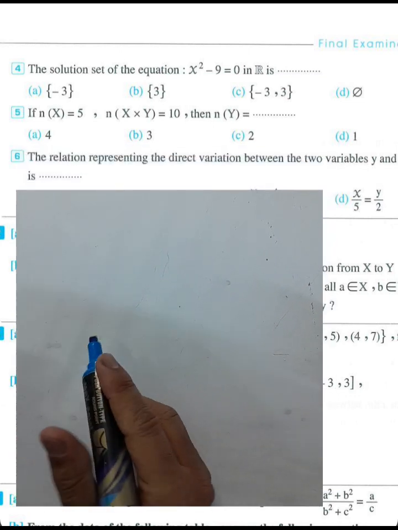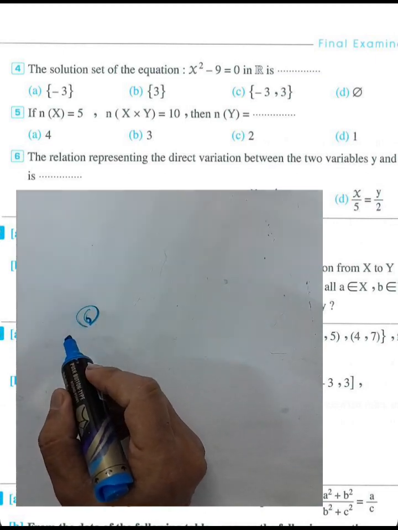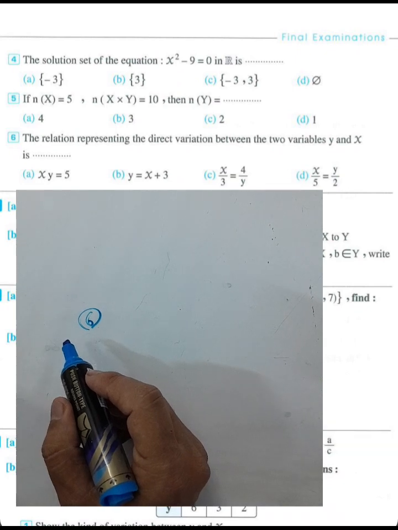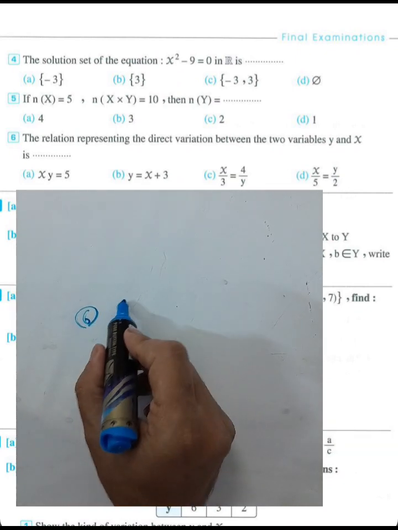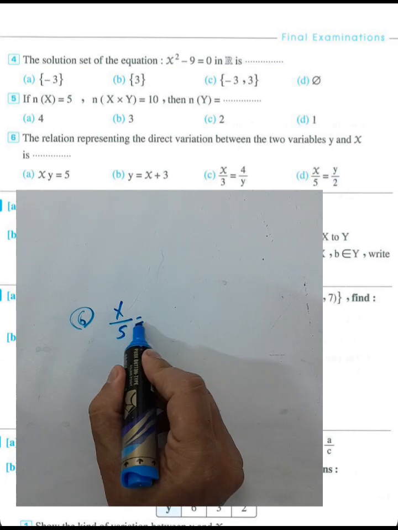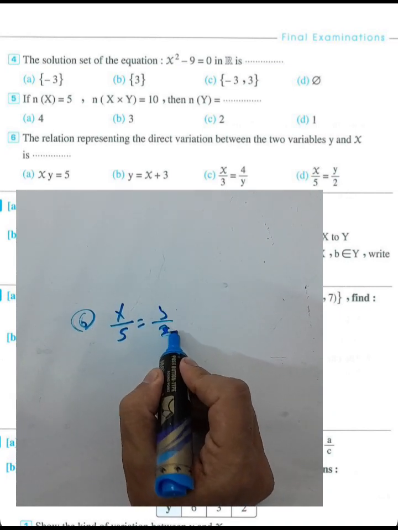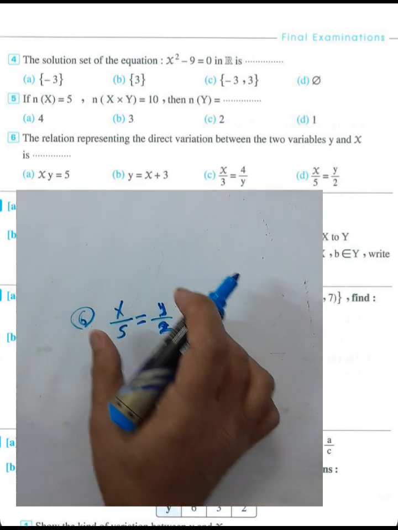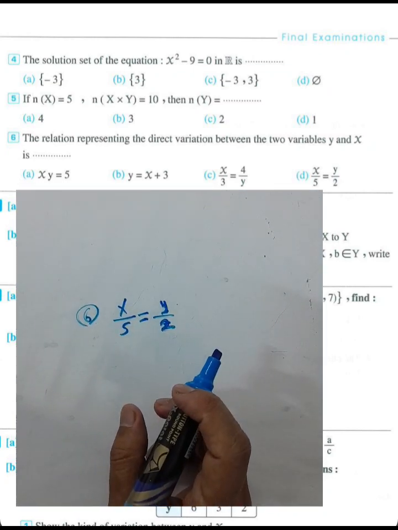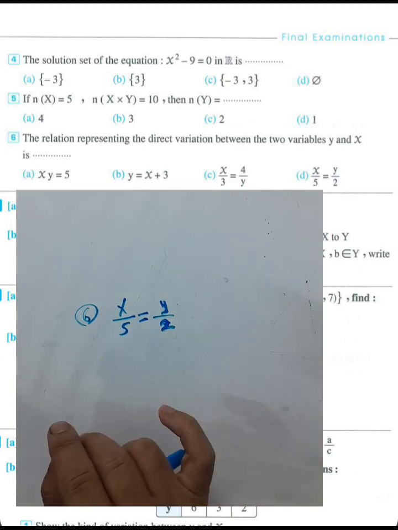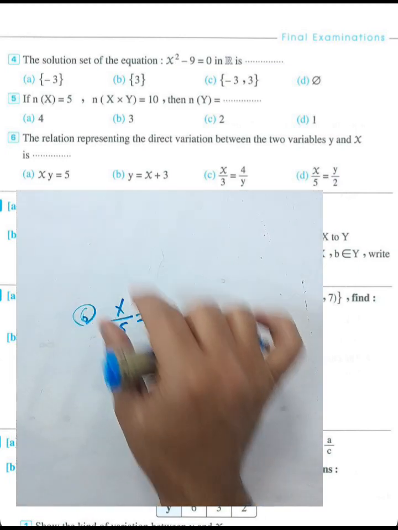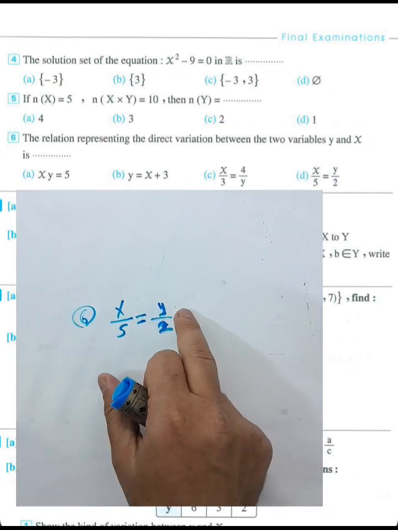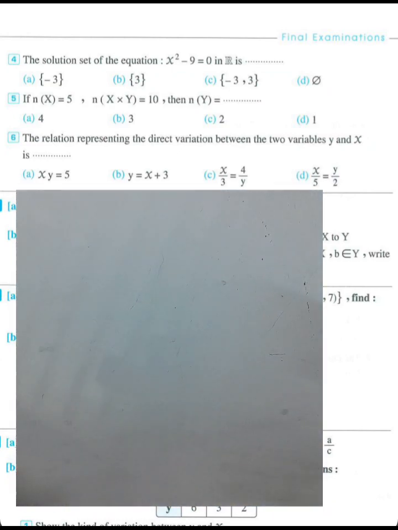Number 6. The relation represents the direct relation between two values here, y and x. It will be what? Choose letter D, x over 5 equals y over 2. We have here a direct relation between x and y. If x increases, y will increase. If x decreases, then y will decrease.